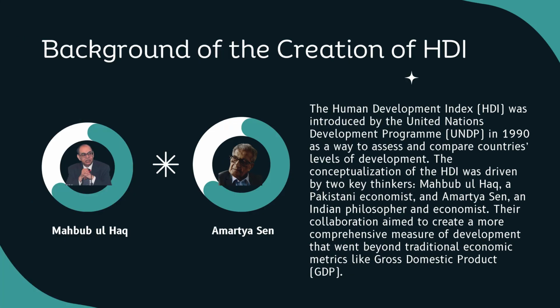Background of the creation of HDI: The Human Development Index, HDI, was introduced by the United Nations Development Programme, UNDP, in 1990 as a way to assess and compare countries' levels of development. The conceptualization of the HDI was driven by two key thinkers, Mahbub-ul-Haq, a Pakistani economist, and Amartya Sen, an Indian philosopher and economist. Their collaboration aimed to create a more comprehensive measure of development that went beyond traditional economic metrics like gross domestic product, GDP.